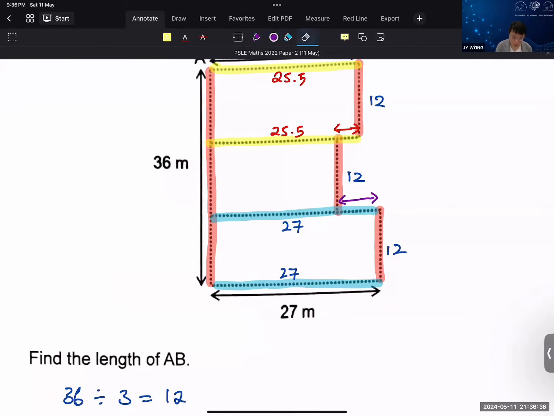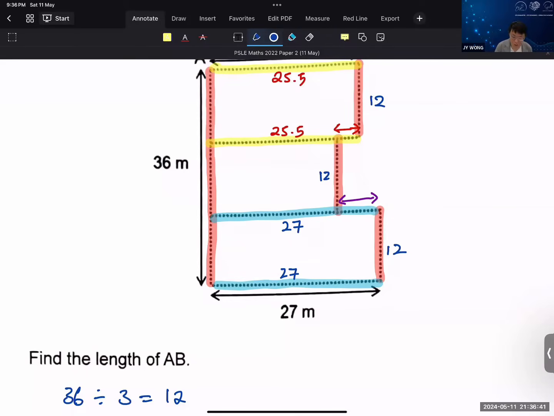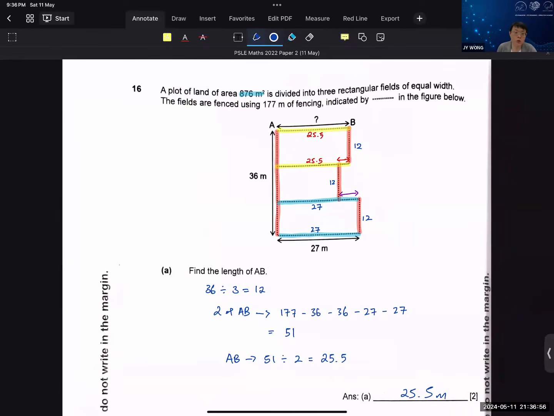Let me put the 12 on the inside so that it's less confusing. The part in purple you don't have. So that is the part in purple that you need to find. And how do you find it? Unfortunately, there's no easy way to find it except by using the area. That's why the question gives you the area.